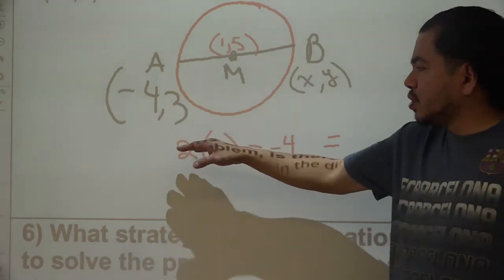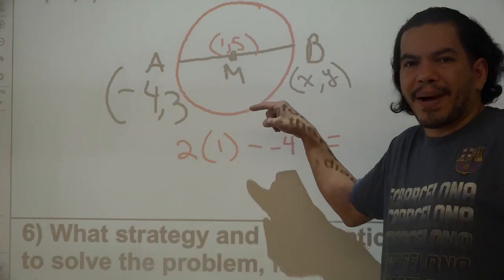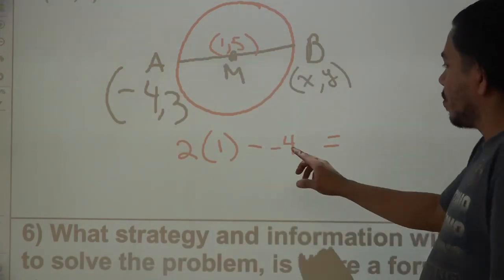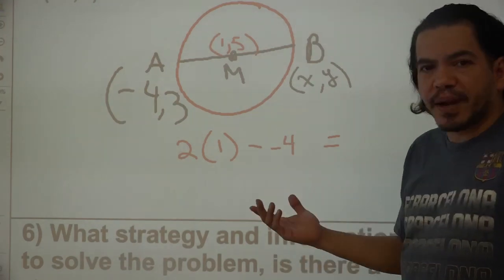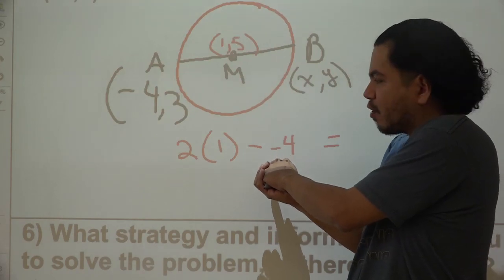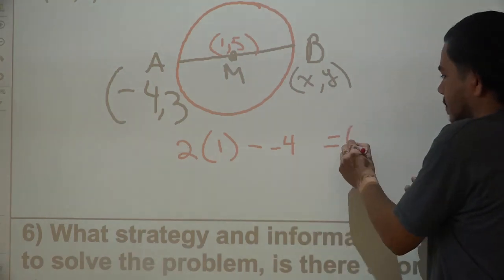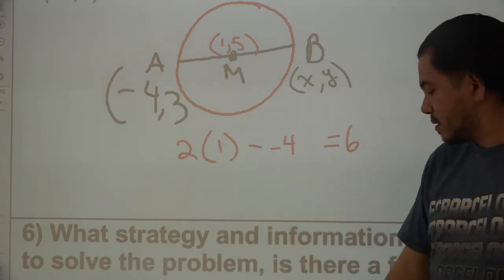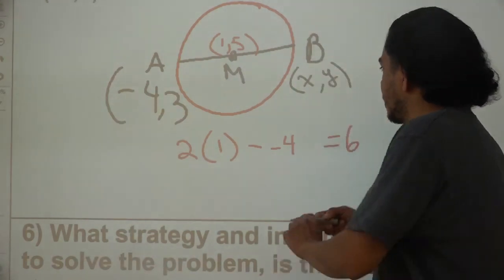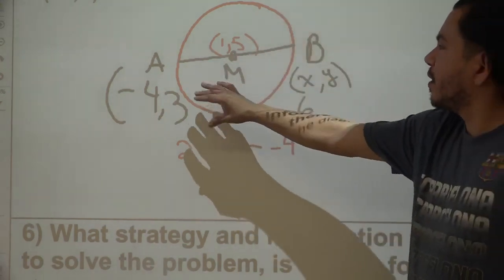So let's see. 2 times 1 is 2. Minus -4. When you have 2 signs like this, just multiply the signs and you see what you get. Negative times negative is positive. Therefore, this is 2 plus 4, 6. Okay, so I found the coordinates. So this one right here is 6. Okay, now let me find the coordinates of the y.